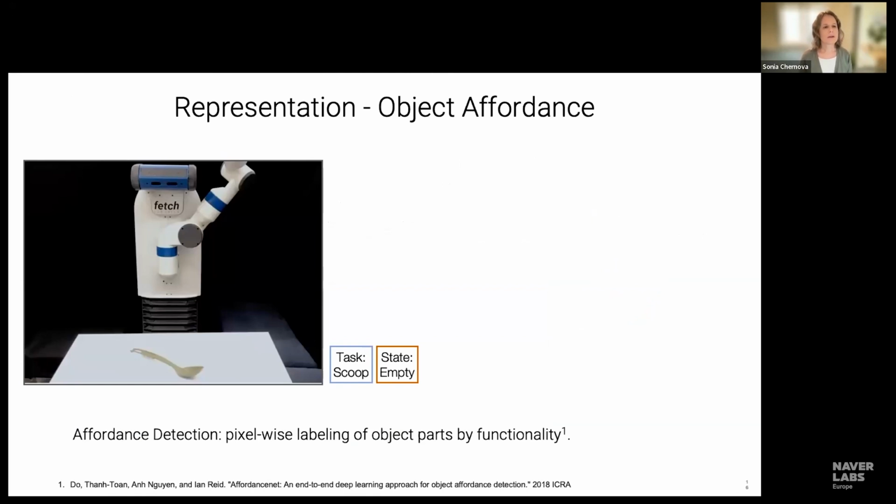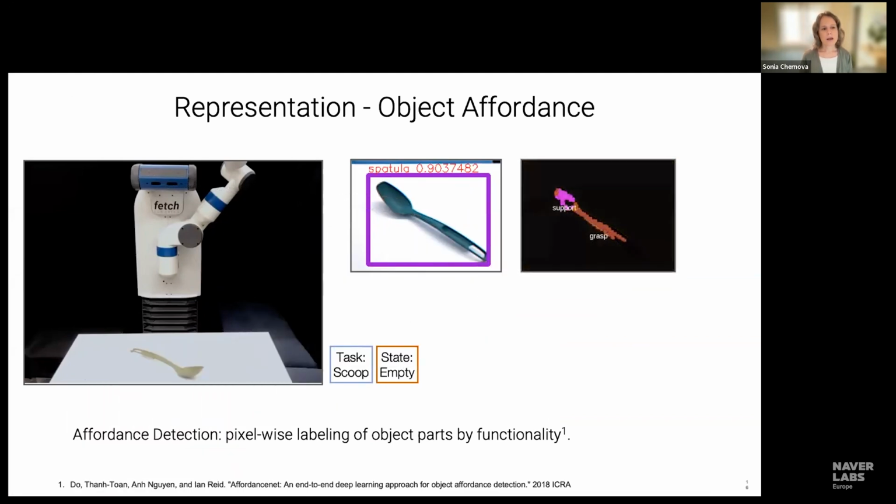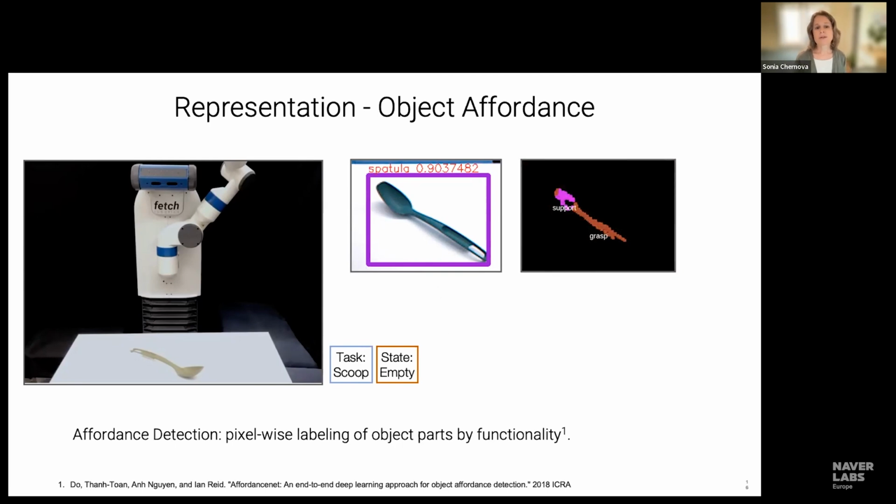So here the goal again is to scoop using this ladle, and the ladle is empty. The robot observes the scene and says, okay, I recognize the spatula. This is from image recognition. Then we apply a method called AffordanceNet from other researchers that segments the object into meaningful affordance parts. This is really cool because it allows us to think about the grasping portion and the support portion. Again, not our innovation, but the authors are listed at the bottom of the slide.